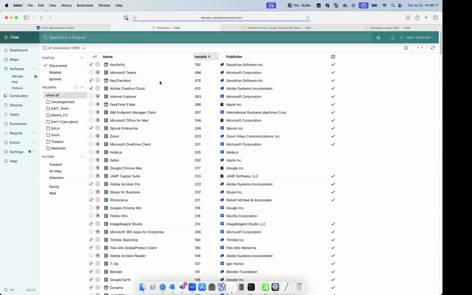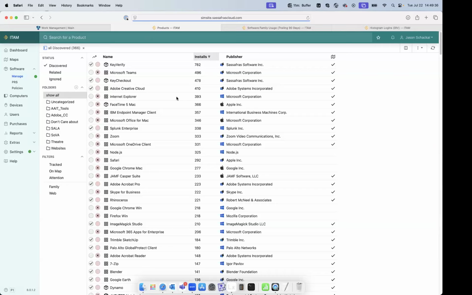So once I've made all those decisions about what I want to track, there are some features here that let me manage access to that software. That was the original use case of the Sassafras product, as a concurrent use license manager. It's not as big of a feature these days.